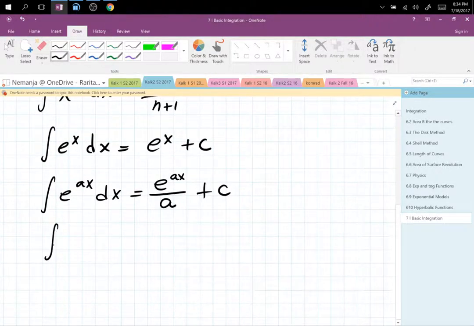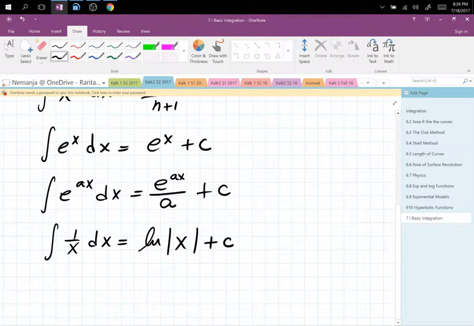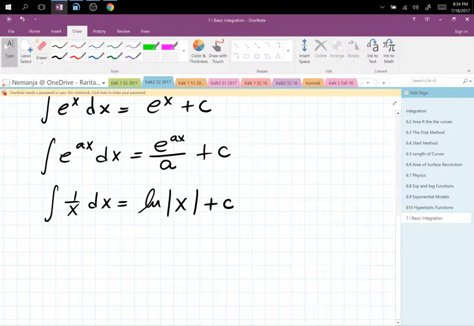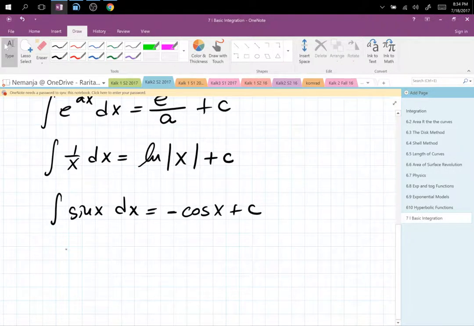What's the integral of 1 over x dx? The absolute value. Have to have the absolute value there. And then let's go to trigs. Integral of sine x dx is? Negative cosine plus c, yes.